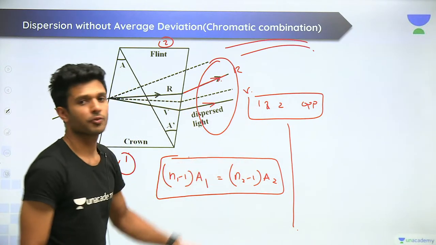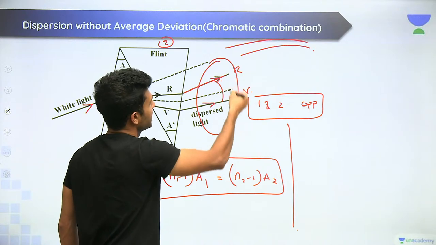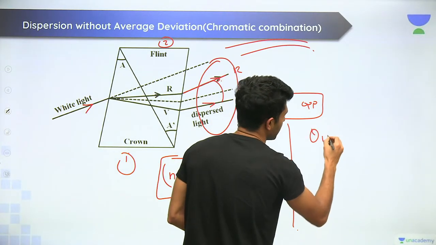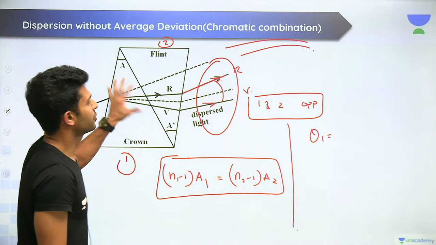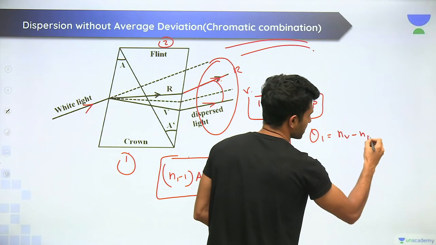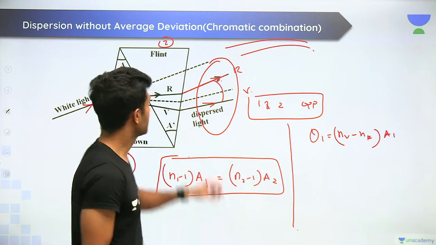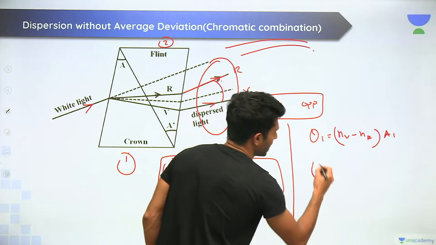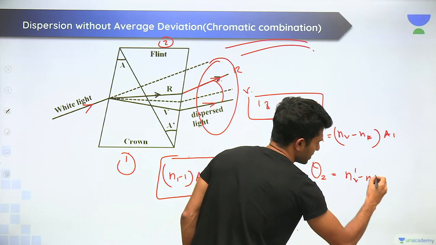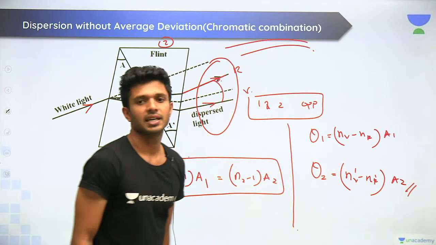Now tell me, how will you find out the net angular dispersion, that is, the net angle between the red and violet? First find out the angular dispersion when it passes through the first prism. Formula? (NV minus NR) into its angle A1. Then find out the angular dispersion produced by the second prism. How much will that be? (NV dash minus NR dash) into A2, where A2 is the prism angle of the second prism.